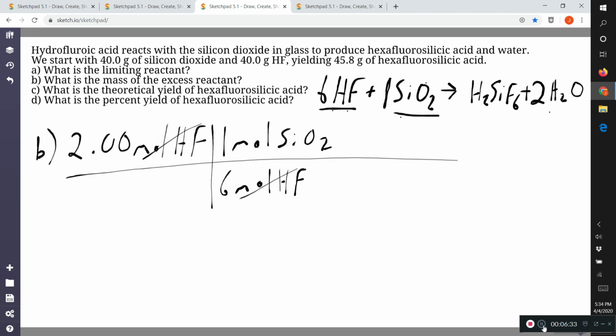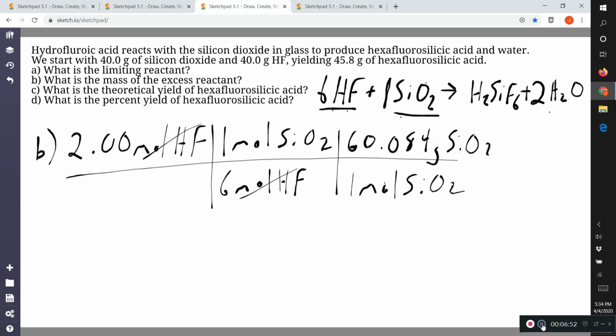Now, we don't want our answer to be in moles of silicon dioxide. We want it in grams of silicon dioxide. Now, we actually did this calculation a second ago, and we figured out that there are 60.084 grams of silicon dioxide in 1 mole. So we do this calculation and we get 20.028 grams of silicon dioxide. That's how much of the silicon dioxide we're actually going to use.